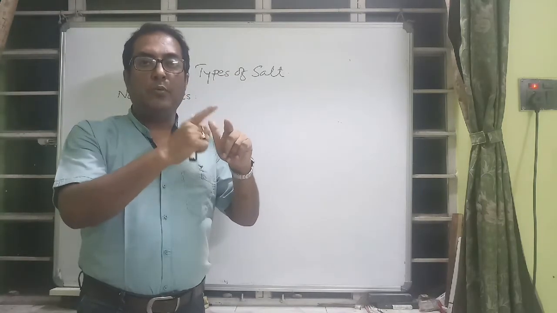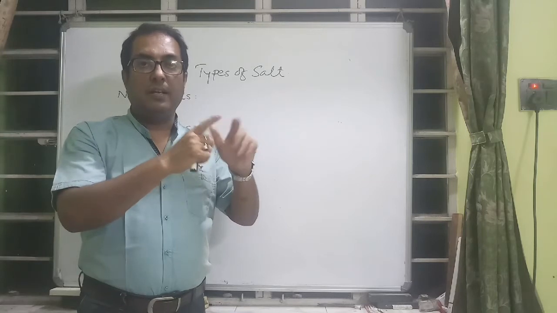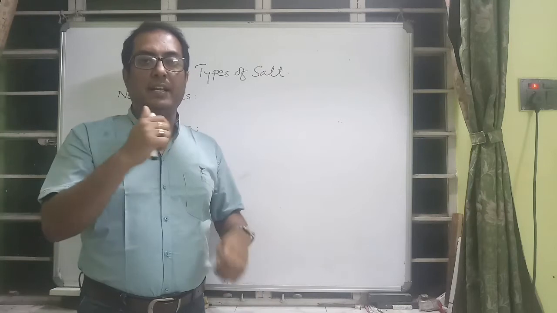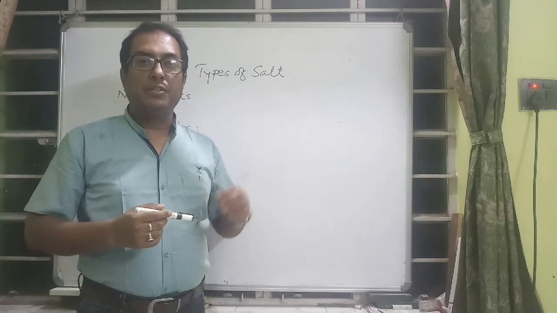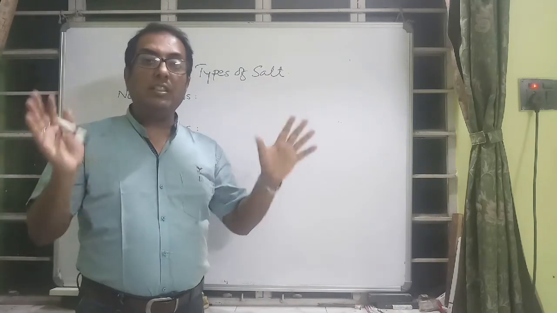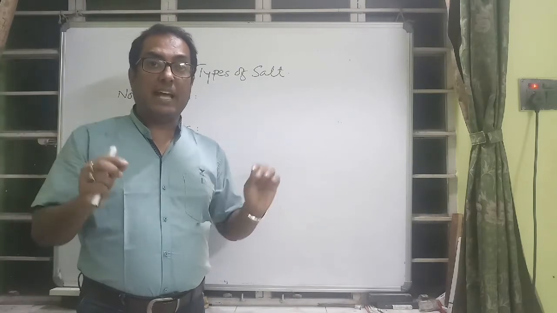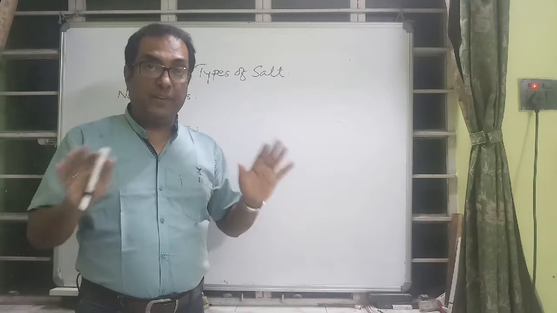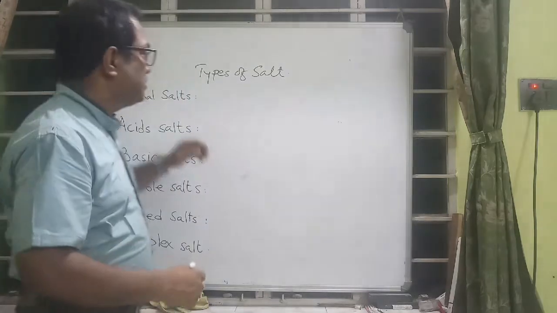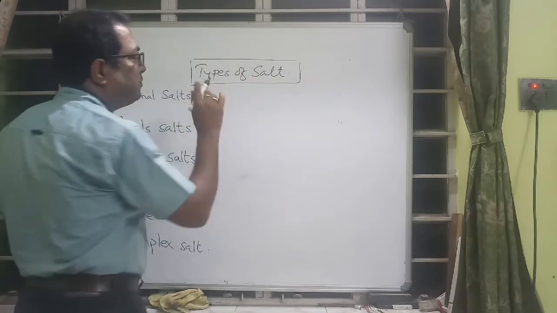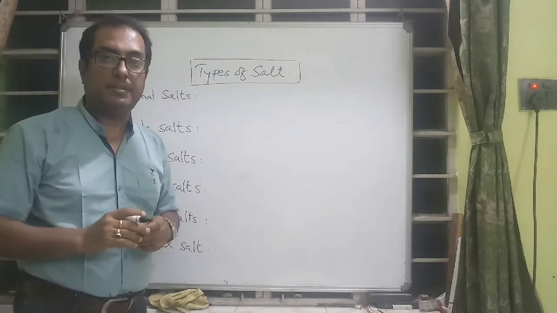The fourth, we have the mixed salt. The fifth, we have the complex salt. And finally, we have the double salt. Now let us see all these 6 different types of salts and try to understand each and every salt vividly. Here we go. These are the types of salt. We have to understand them with some suitable examples.